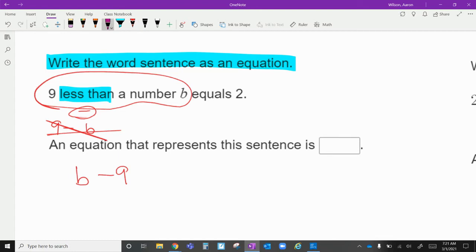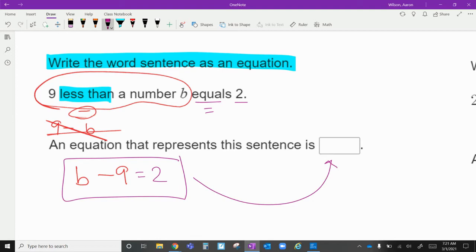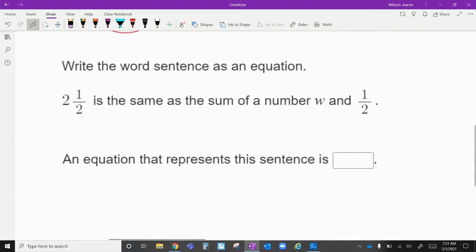And then the only part that's left is equals 2. Well, clearly the equals means the equal sign, and then you have 2. So believe it or not, that is the answer that goes in the box. An equation for 9 less than a number b equals 2 is simply put b minus 9 equals 2. That's it. On into the next one.